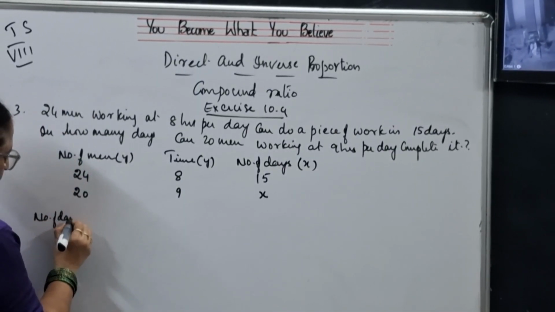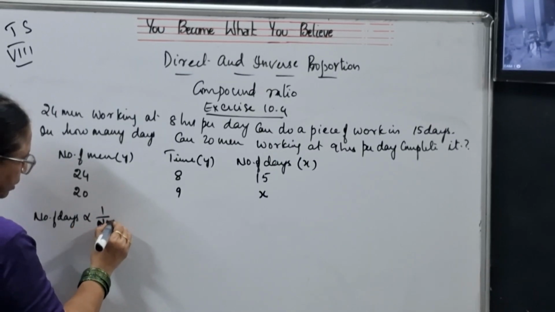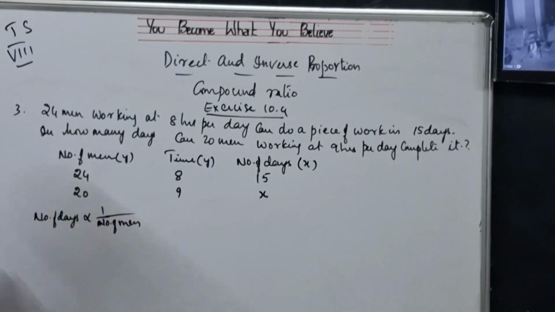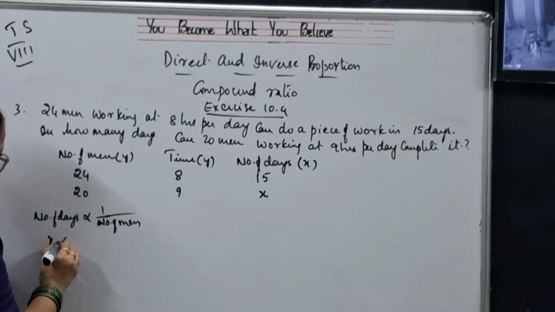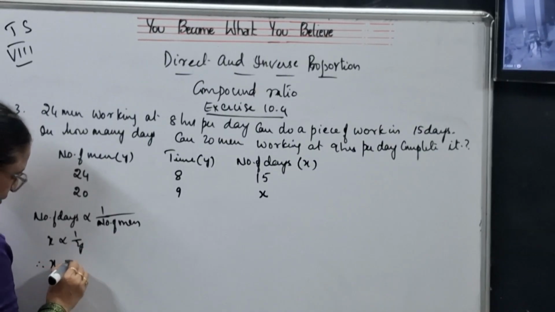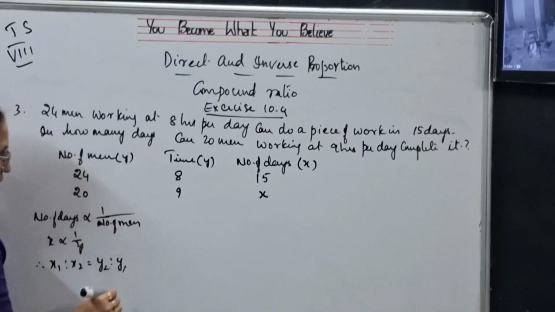Number of days is inversely proportional to number of men. We know that if men increase, days decrease. If men decrease, days will increase. So x is inversely proportional to y. Therefore, x1 is to x2 is equal to y2 is to y1.